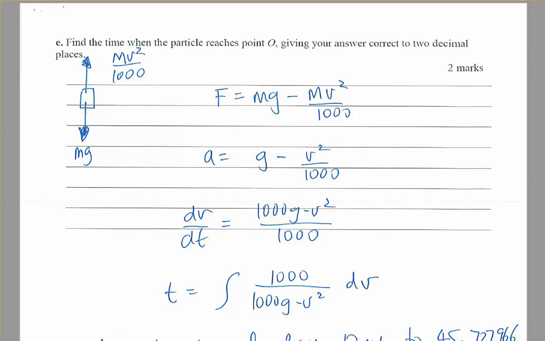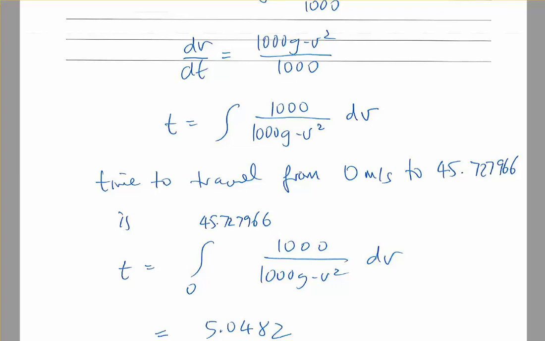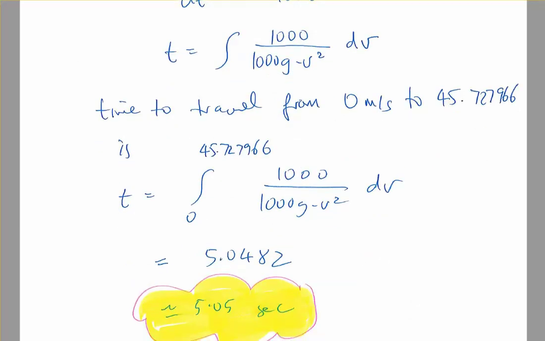So if I then anti-differentiate this expression for t in terms of v, and I make my terminals 0, because that's the time it's going to take from the velocity to go from 0 to 45.72, that's where I get my answer from.